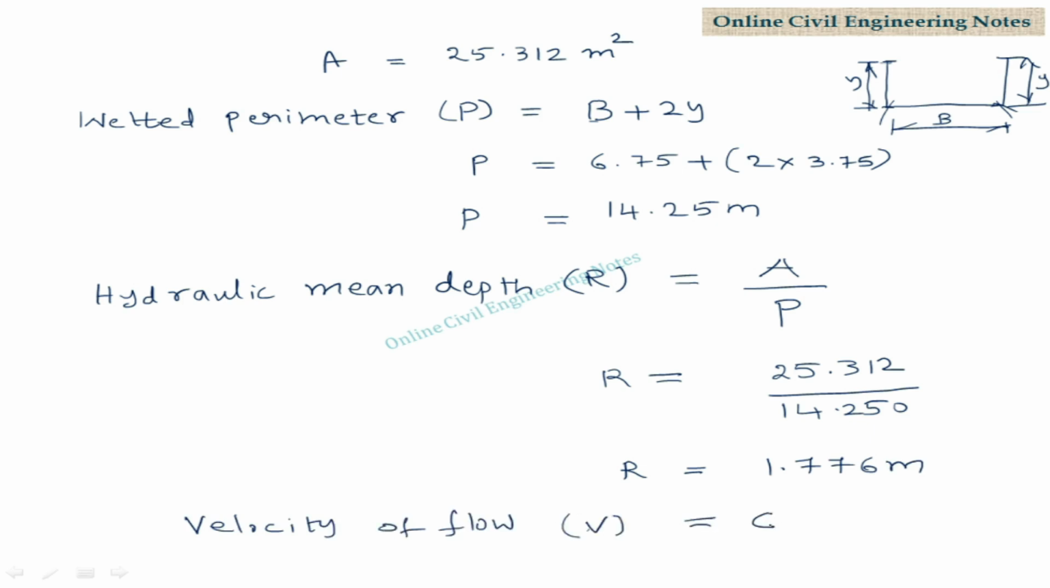Velocity of flow using Chezy's constant, V is equal to C root R S. C is given as 50. Square root of R is 1.776 into S, 1 by 1400. Therefore V is equal to 1.78 meter per second.